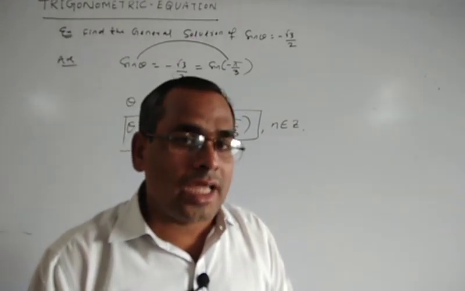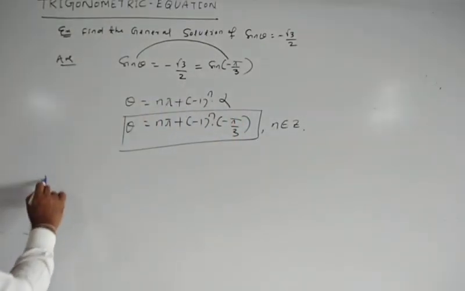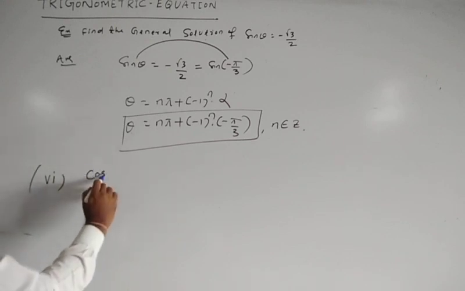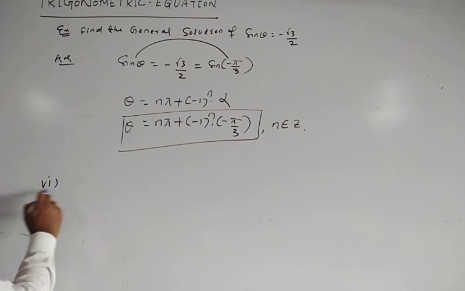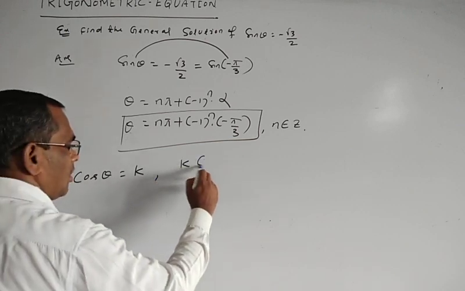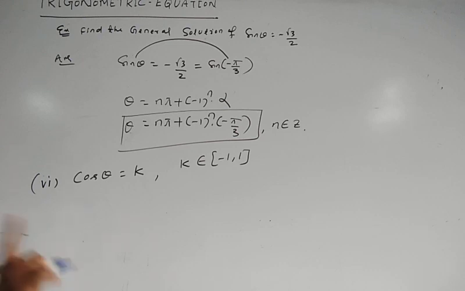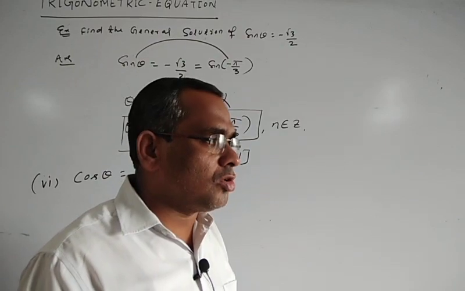Next we go to another trigonometrical equation, number 6: cos theta is equal to k. So next we find the general solution of cos theta is equal to k, where k belongs to the closed interval minus 1 to 1. Here also, first you select an angle alpha whose cos value is k, but alpha must lie in the closed interval 0 to pi.